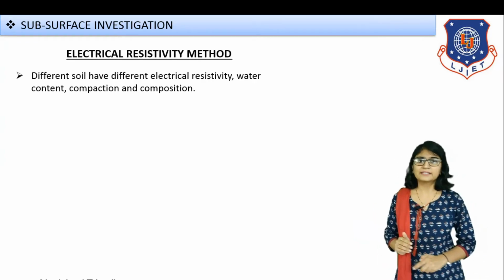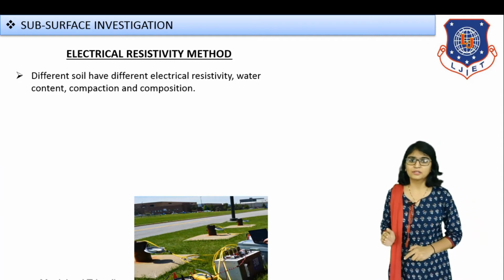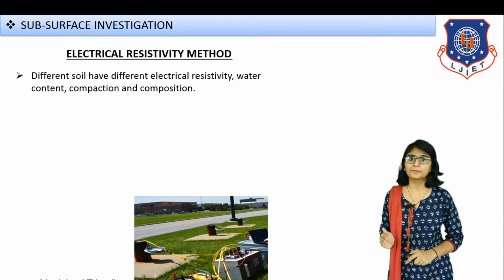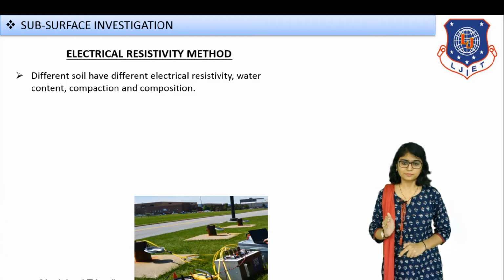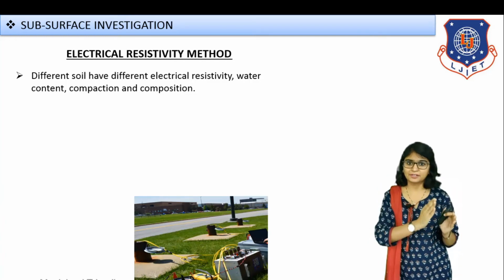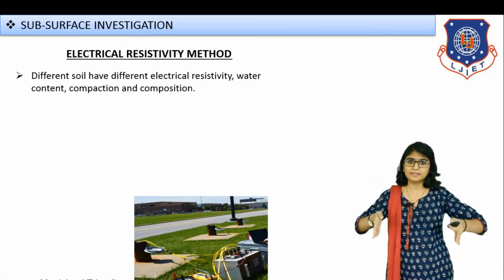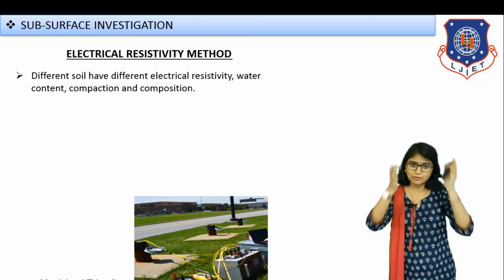Talking about the second type of geophysical method, that is your electrical resistivity method. Now if I say that I have one potentiometer and I have a battery from where electric current is generated, and I am placing, let us say, 4 electrodes.